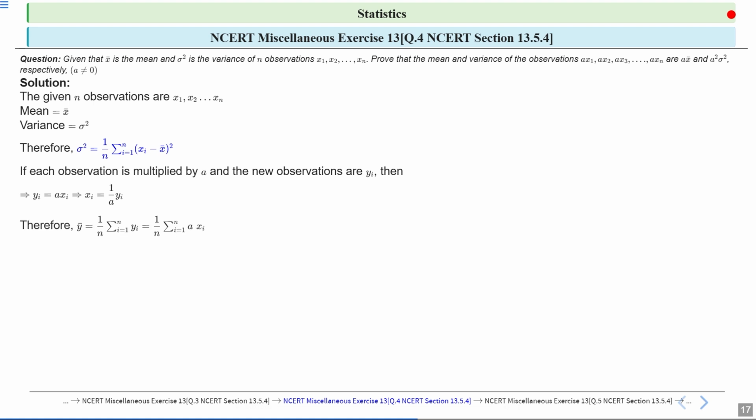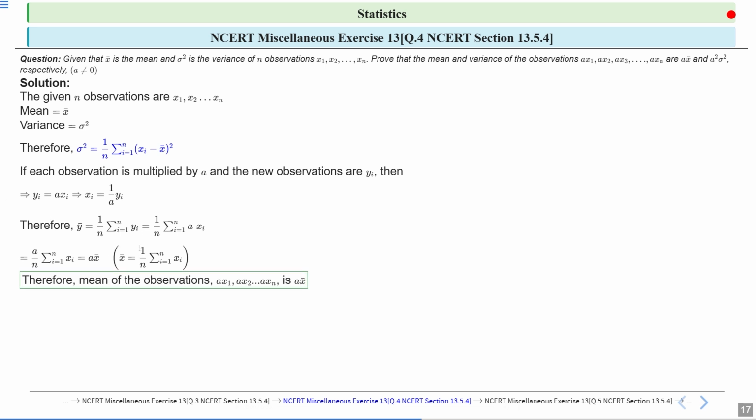Next, let's find the mean of the new observations. The mean of y is y bar equal to 1 divided by n summation from i equal to 1 to n of yi, and this is equal to 1 divided by n times summation from i equal to 1 to n of a times xi. So it is equal to a divided by n times summation from i equal to 1 to n of xi, and since x bar is 1 divided by n of summation from i equal to 1 to n of xi, this is simply equal to a times x bar. Therefore, mean of the observations ax1, ax2 up to axn is a x bar.